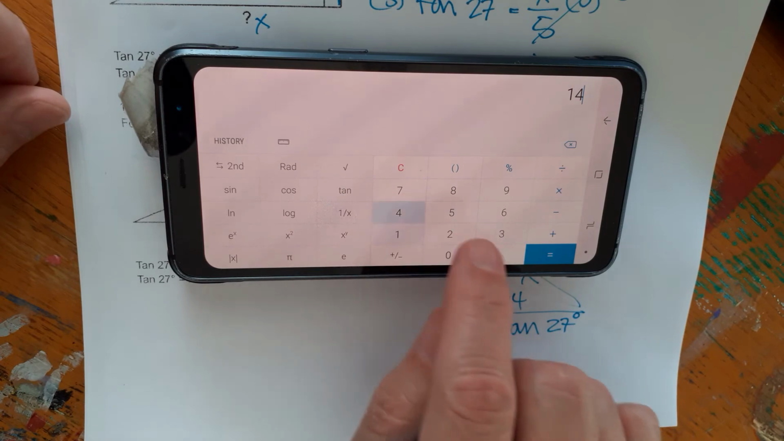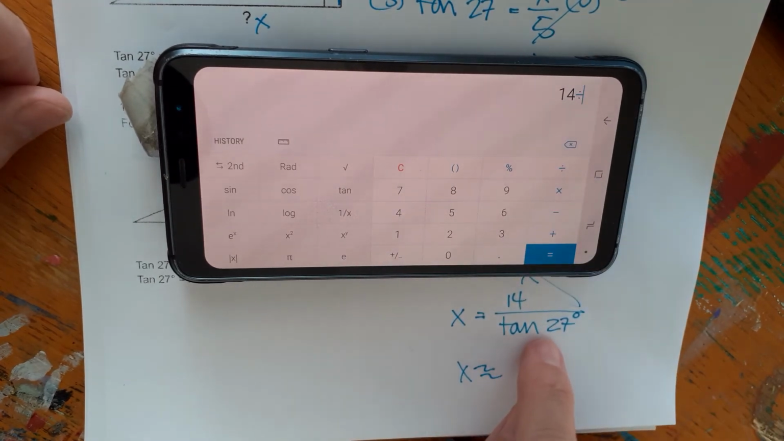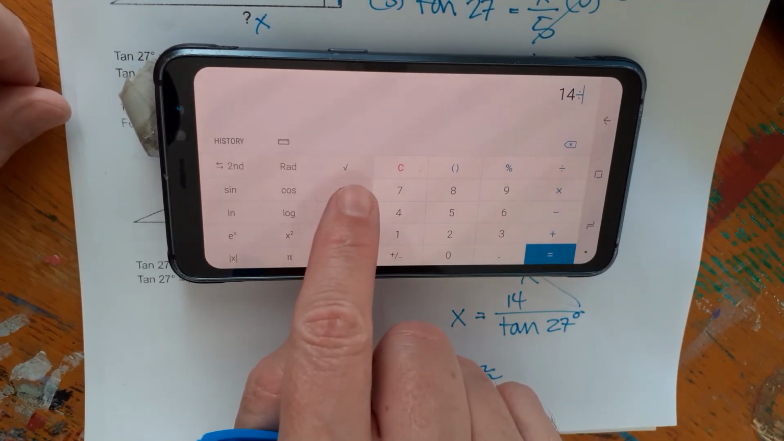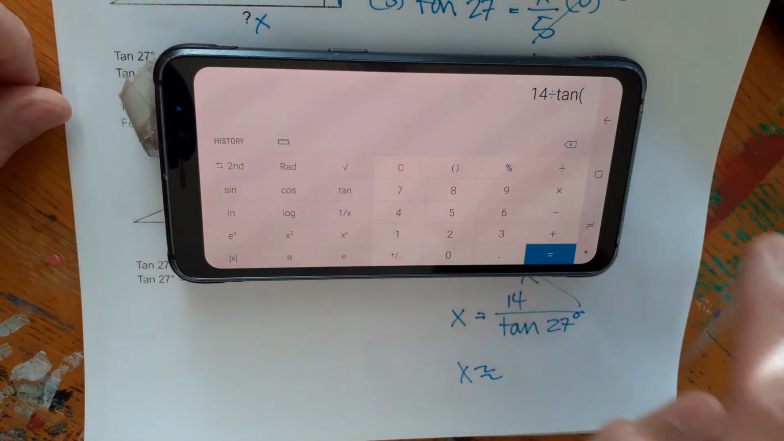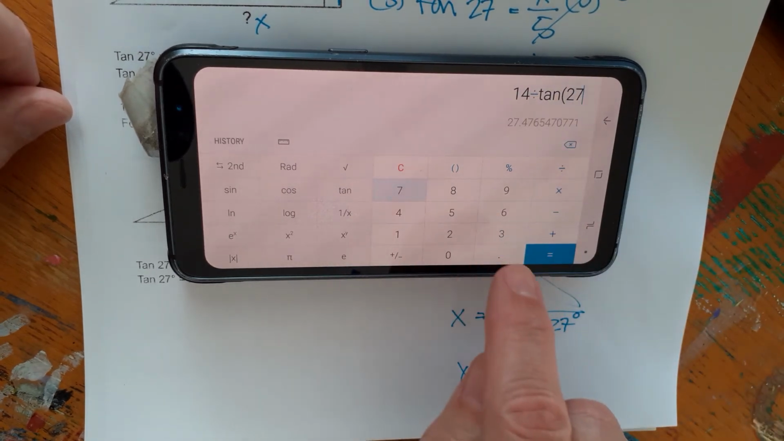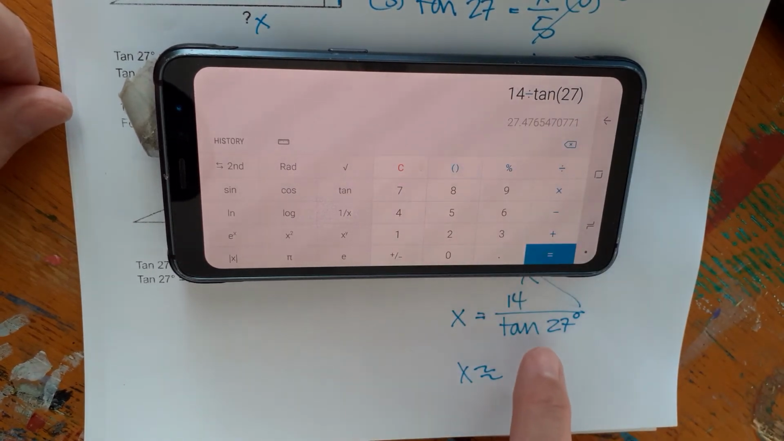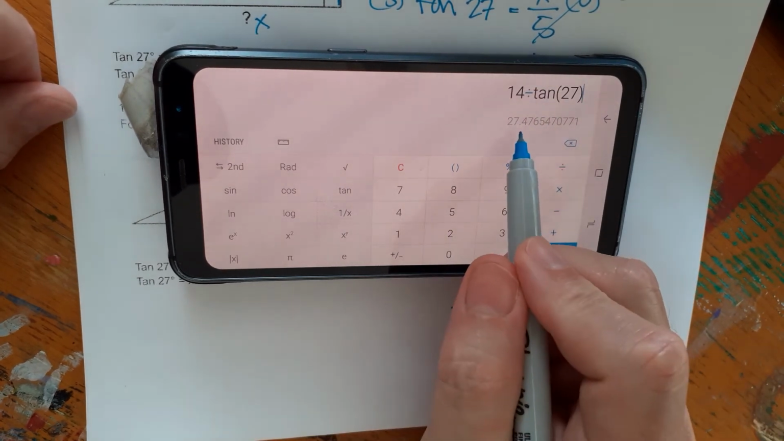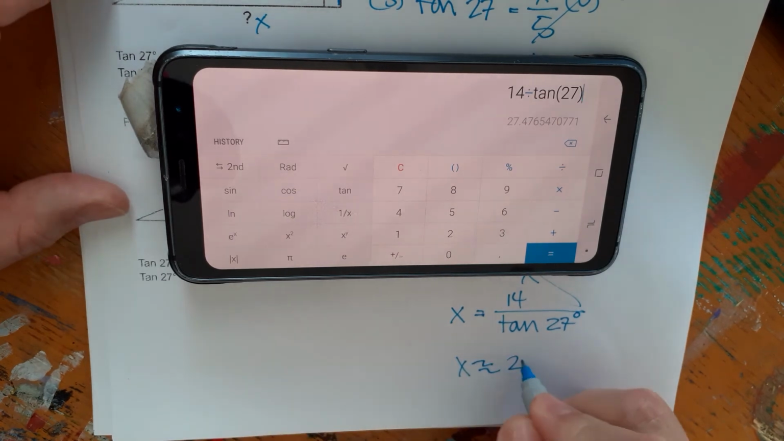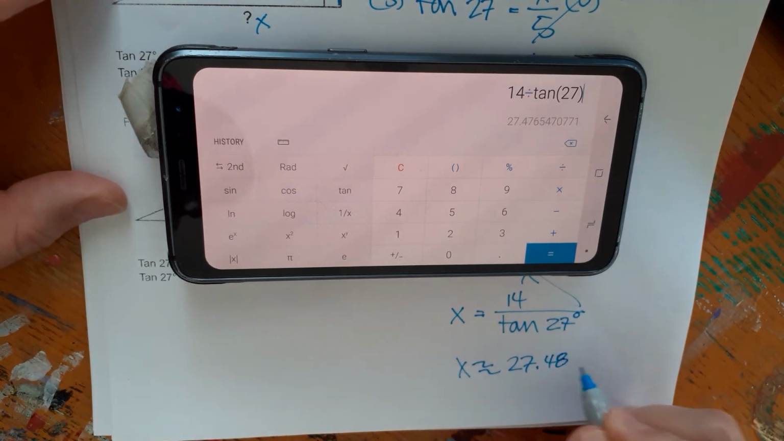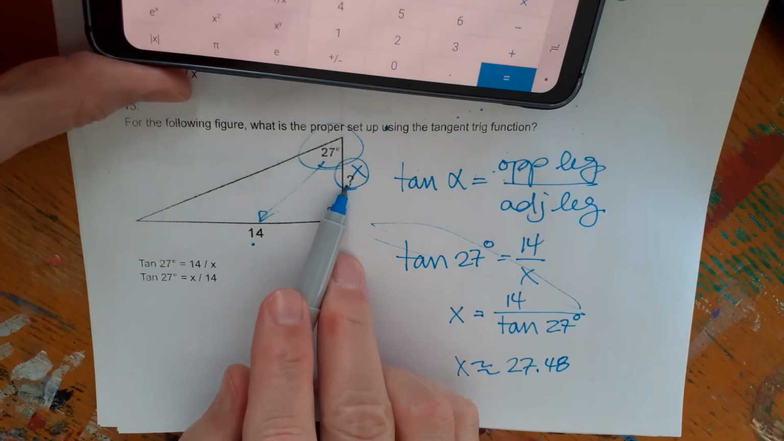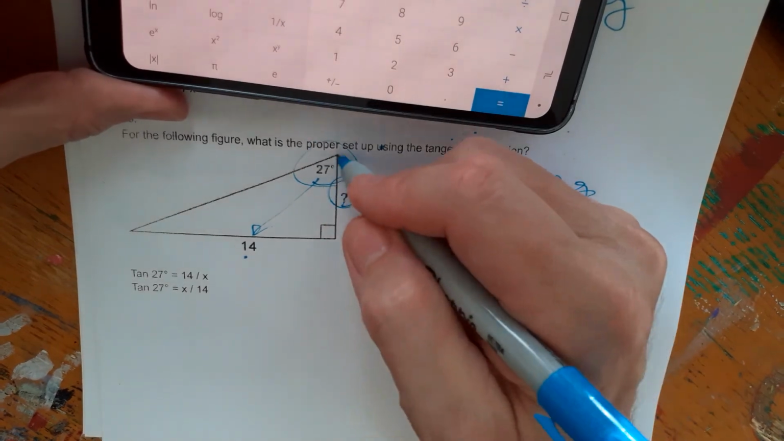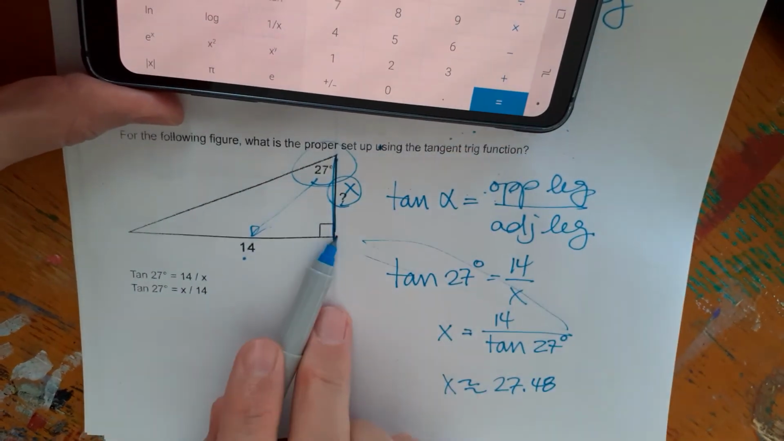Let's take 14 divided by tan 27. So notice I have a tangent right here. Tangent, it gives me the parentheses already. Put in 27, and I'm going to close it with a parentheses just so it looks more like this. Notice the divided by. I get 27.48. All right, what is that telling me right here? It's telling me that this side is 27.48 long. Right? That's how long that side is.